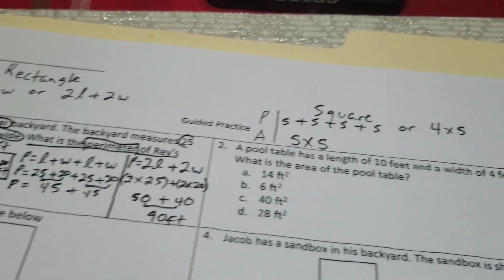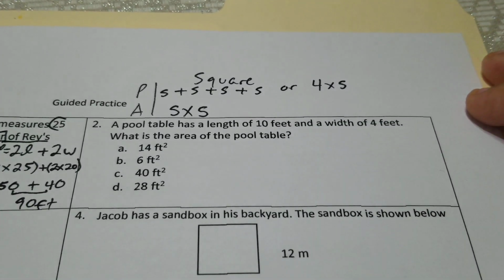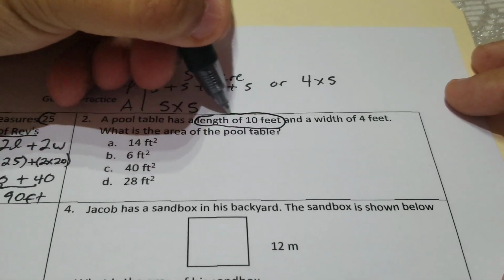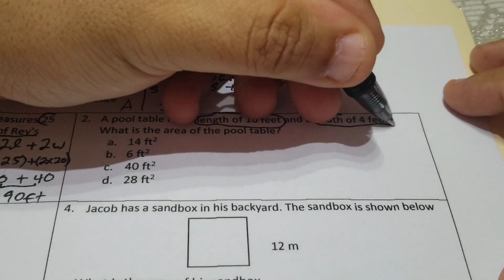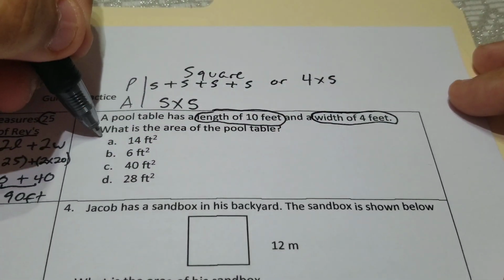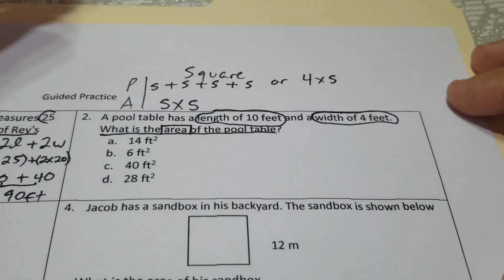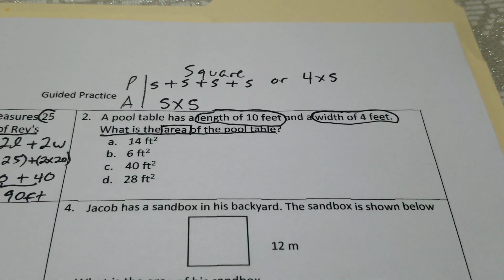Now, in problem number 2, a pool table has a length of 10 feet and a width of 4 feet. What is the area of the pool table? Now, unlike question 1, where it actually told us the shape, it was rectangular, question 2 does not give us that option. It does not give us a shape. We actually have to figure that out.